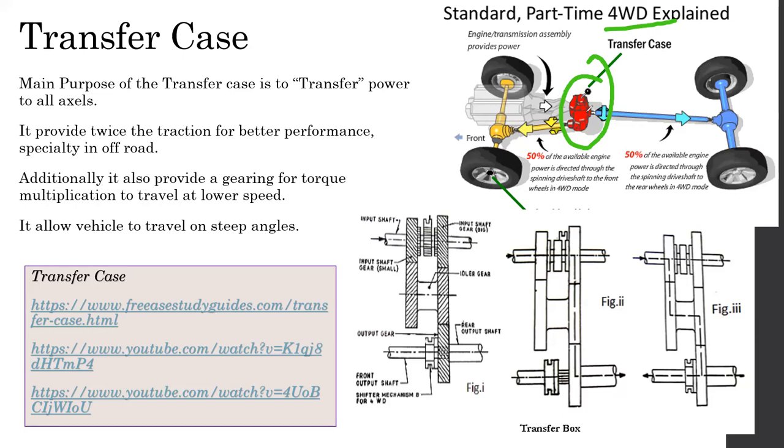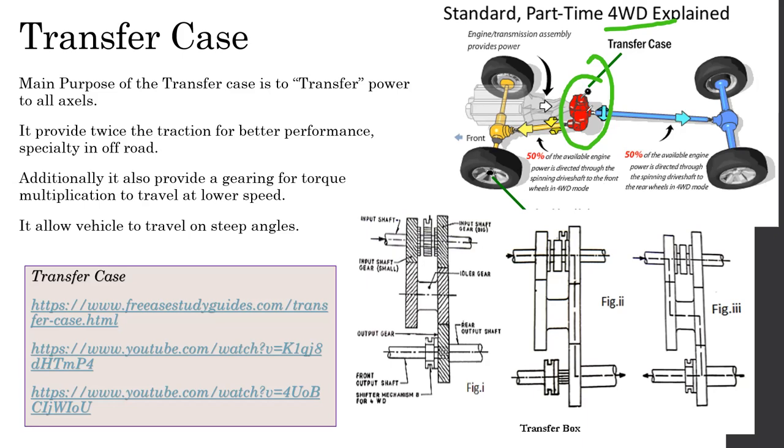But we'll discuss the transfer case first. Inside the transfer case, there are two things. Basically, a transfer case is another gearbox. The power comes into the transfer case, and from the transfer case it's transmitted to the front wheels. Once you engage it, it will send power to the front wheels as well.